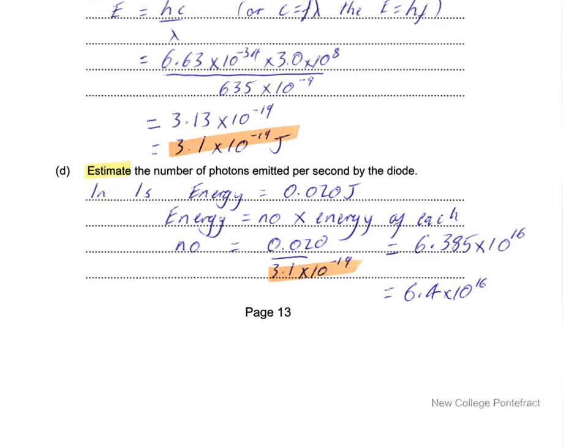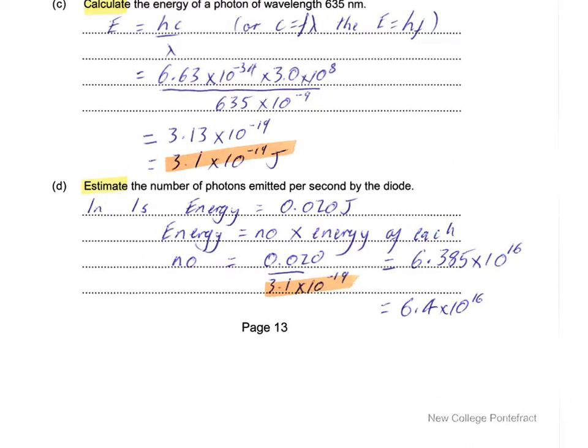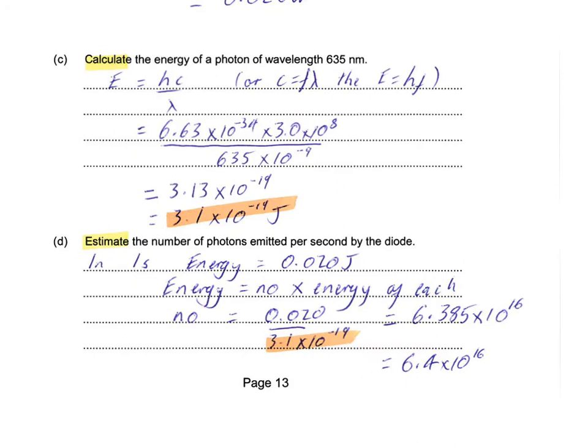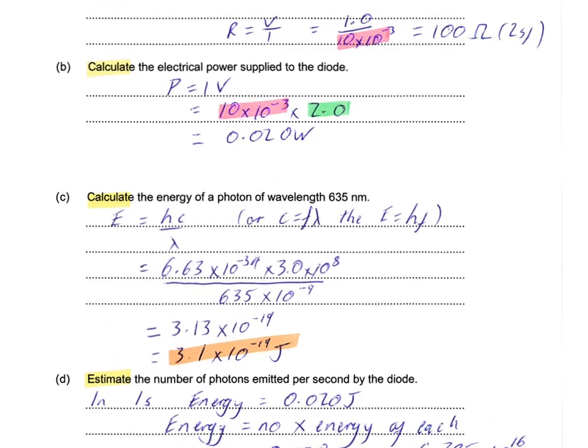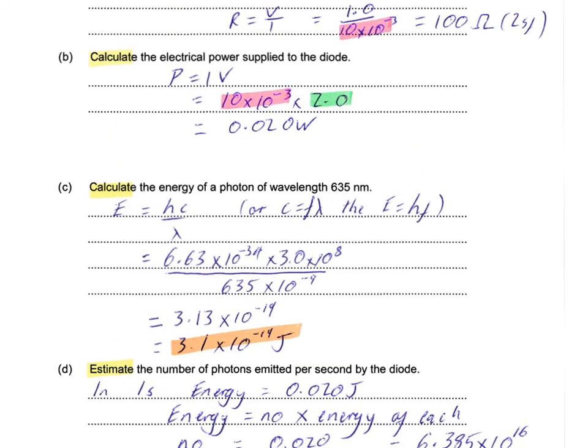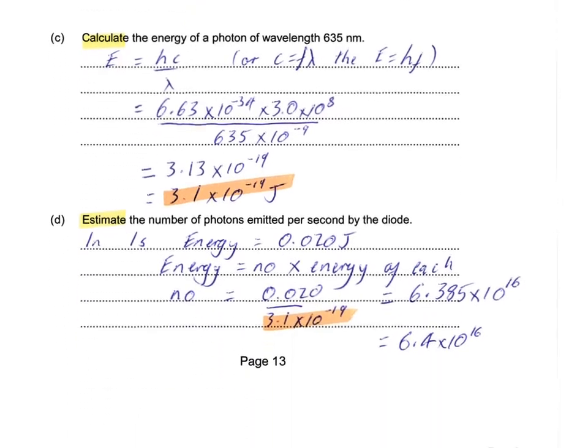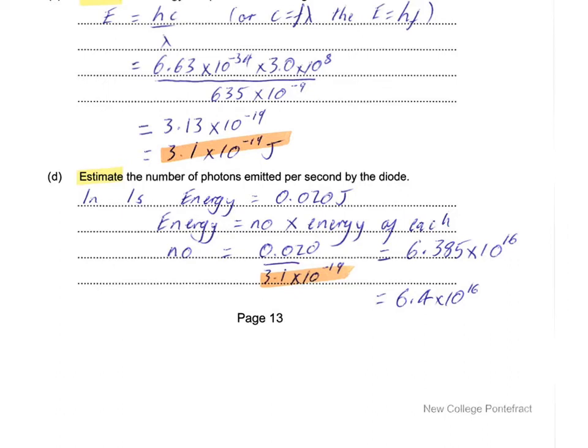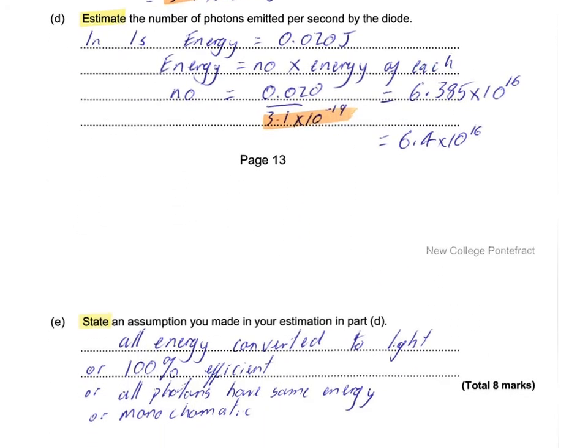We're then asked to estimate the number of photons supplied per second by the diode. Well, we've got to think back here to the power we worked out back in part B, and remember that power is the energy per unit time, or the energy per second. So in 1 second we've got energy equal to the power, 0.020 joules. But we can also think in terms of the energy being the number of photons multiplied by the energy of each one. So the number is the total energy in 1 second divided by the energy of each one. Works out to that value, 6.4 times 10 to the 16.